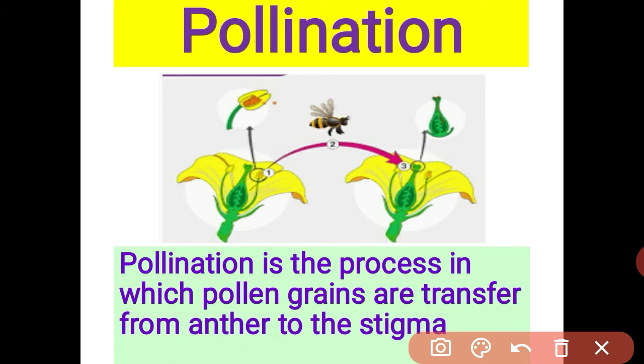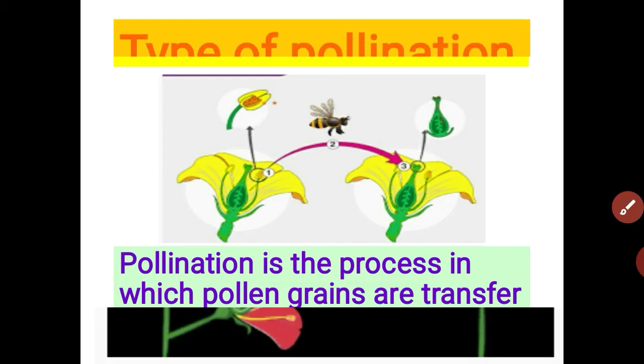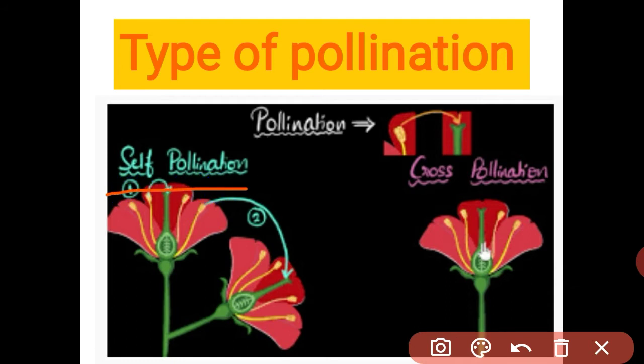Pollination is a process in which the pollen grain is transferred from the anther to the stigma, and you know that the pollen grain is the male gamete and the ovule is the female gamete. Got it? What is meant by pollination? There are two types of pollination. One is self pollination and another is cross pollination.